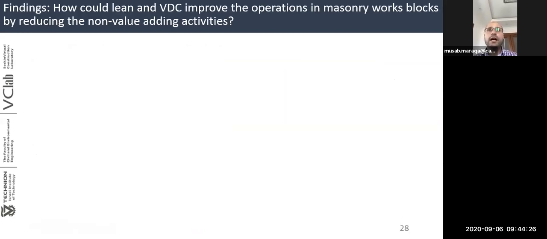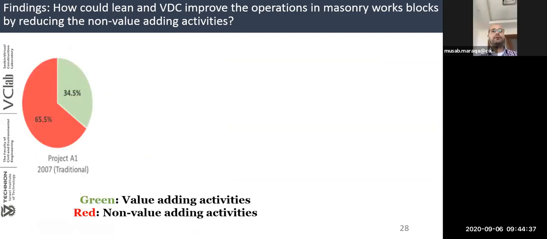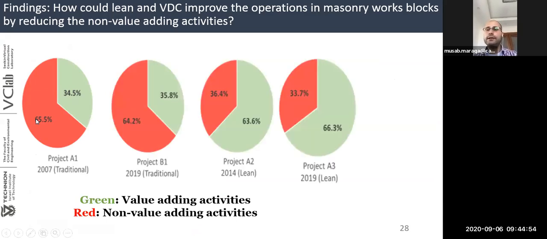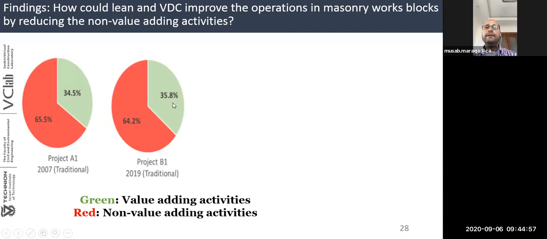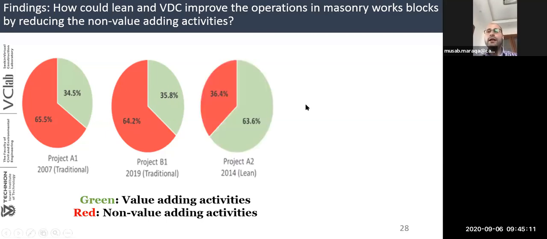So the first question is, how could Lean and VDC improve the operations in masonry operations? Can they reduce the non-value adding activities? We can see here, for the project studied in 2007, the amount of value adding activities, represented in green color, is only 34.5%, while the others are non-value adding activities. The most interesting point is that when we studied a traditional project in 2019, we found that the value adding activities are until now still the same, 35.8%, which means that there is no improvement and the rest is non-value adding activities. Now for the project studied in 2014, the value adding activities increased significantly to 63.6%.